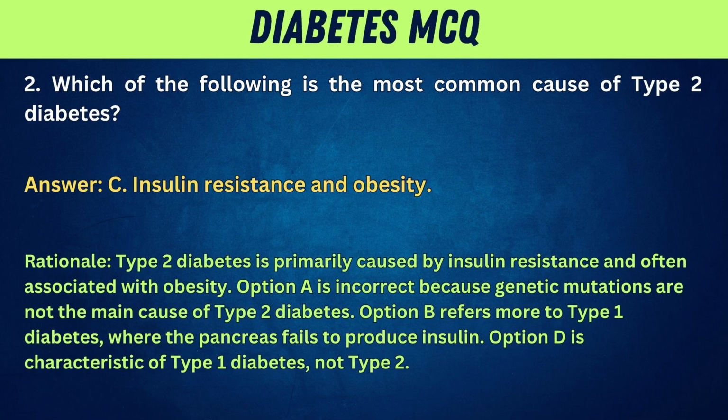Rationale. Type 2 diabetes is primarily caused by insulin resistance and often associated with obesity. Option A is incorrect because genetic mutations are not the main cause of type 2 diabetes. Option B refers more to type 1 diabetes, where the pancreas fails to produce insulin. Option D is characteristic of type 1 diabetes, not type 2.